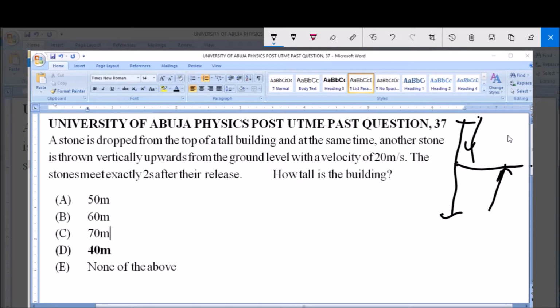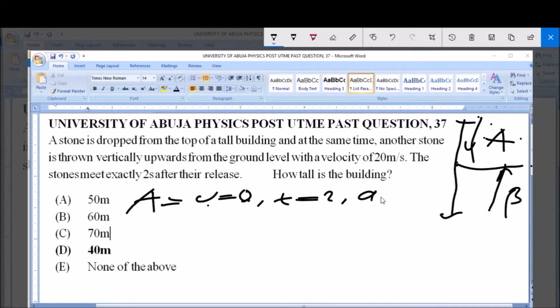So now the height of this building, you agree with me, is the distance between here and here, which is the same thing as the distance traveled by stone A and the distance traveled by stone B. Now mind you, stone A is the stone that was thrown from up down, and then the one that was thrown from down upward is stone B. Now for stone A, the initial velocity U equals 0 because it's starting from rest. The time, like I said, is 2 seconds, and then the acceleration due to gravity is 10 meters per second squared.